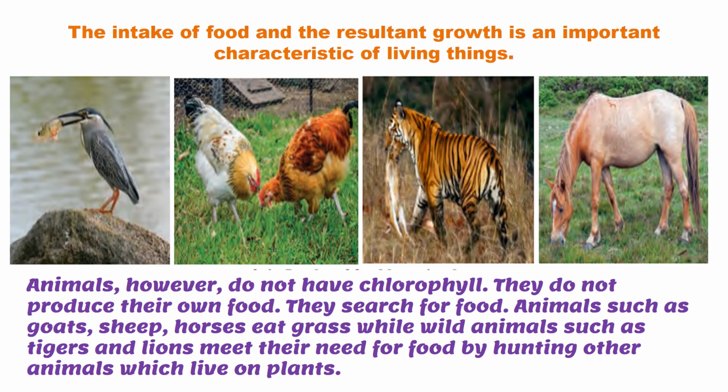Now, let's understand how other animals take their food for their growth. This is also a characteristic of living things. We know that plants produce their own food because they have chlorophyll. But animals, however, do not have chlorophyll. So, they cannot produce their own food. They have to go in search of their food.